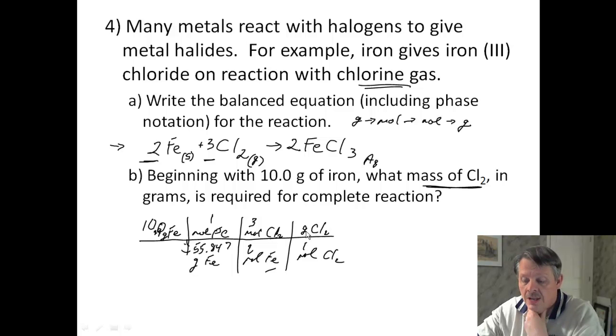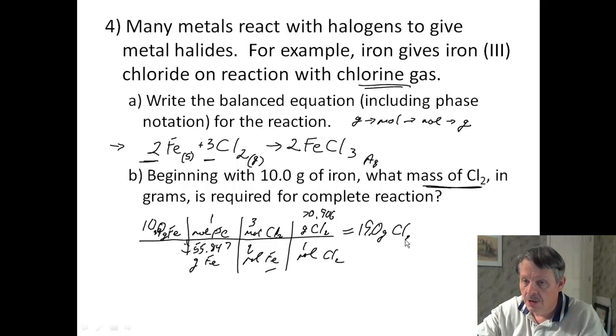And now I have to go from moles of chlorine gas up to grams, and notice chlorine is diatomic. Each one is 35.453, so I have to multiply them together times 2. Actually, I have to add them together and multiply them times 2 to get 70.906 grams of chlorine gas. Okay. So that will give me a total of 19.0 grams of chlorine gas.